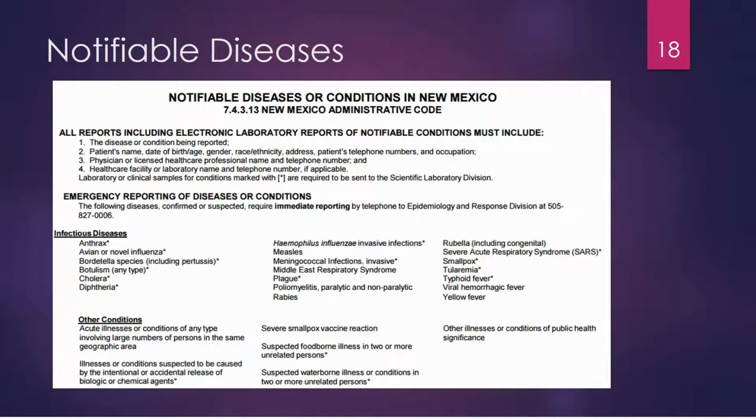Then there are the notifiable diseases. Every state has a list of diseases that are required by law to be reported to the state health department. There is a minimum set of diseases that are reportable in all states, plus each state can add to their law diseases of particular interest in that area. You can find the entire list of diseases and conditions for New Mexico on the New Mexico Department of Health website.